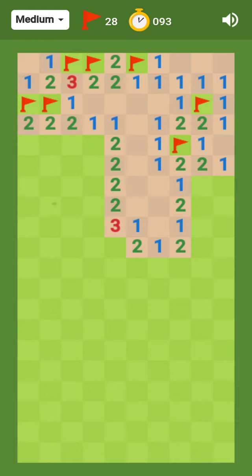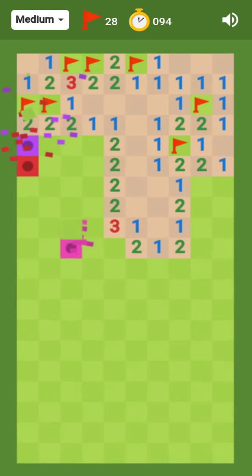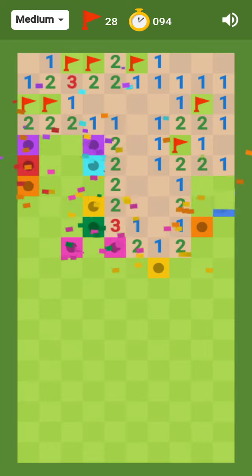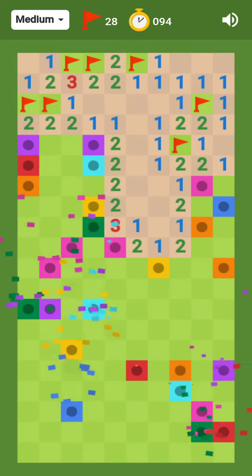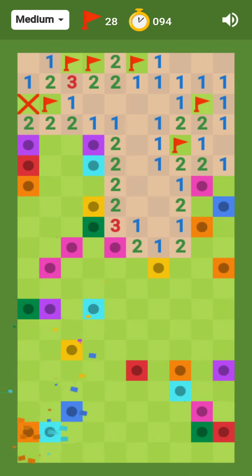And then we should be able to dig that up as well. And that. Oh, no! Oh, no. Oh, well, guys, that is Minesweeper. Oh, what did we get wrong? What did we... Oh, that was a mine.